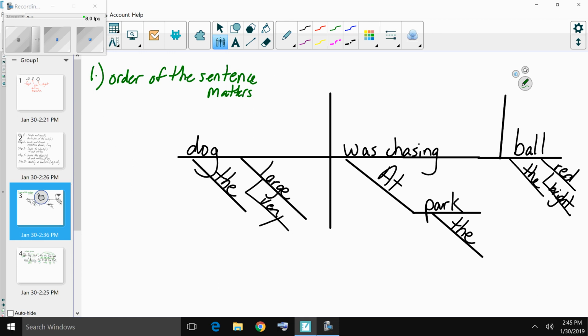So, if a modifier occurs in the sentence before another modifier, it has to occur in the diagram before the other modifier. You can't reverse it. The other thing that's important is capitalization counts.